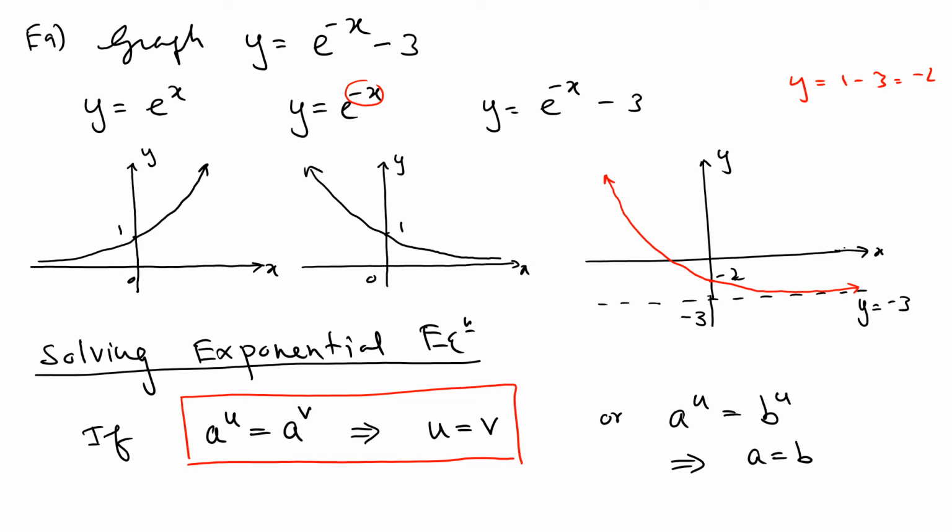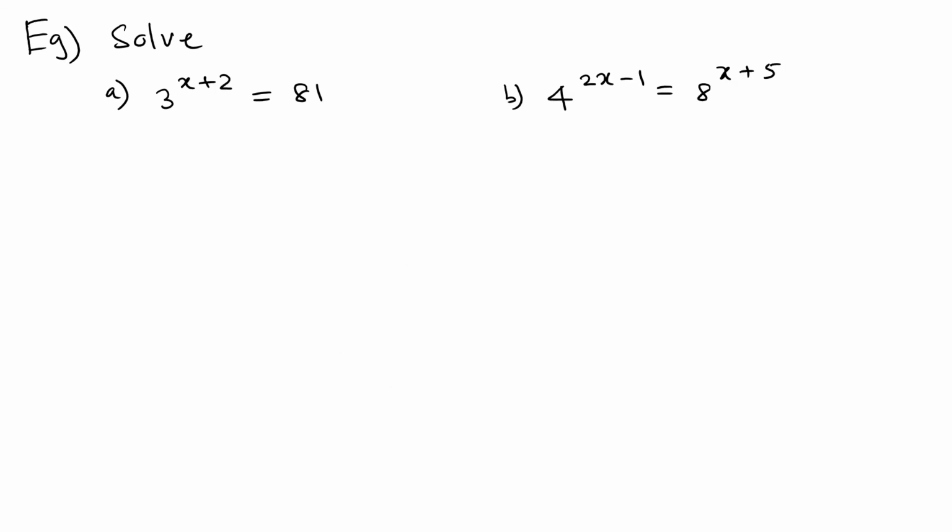So let's look at several examples. Let's look at these two problems. It says solve: a, 3 to the x plus 2 equals 81; b, 4 to the 2x minus 1 equals 8 to the x plus 5. Let's look at the first problem. What we have is 3 to the x plus 2 equals 81. And you can see that those bases are different. So your goal is to bring it to the same base.